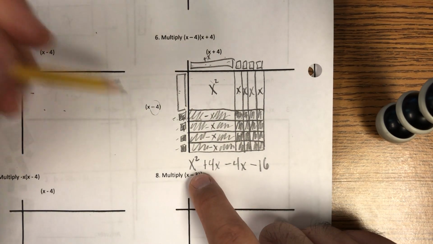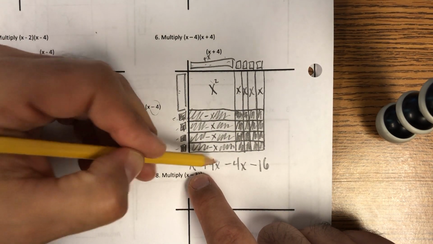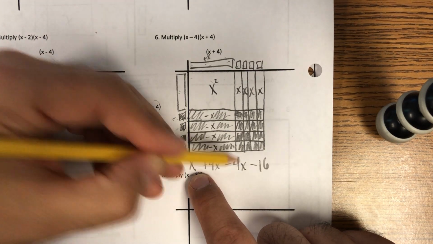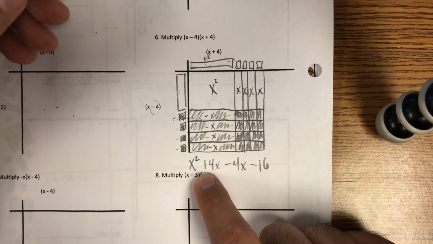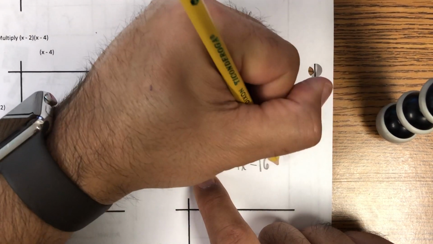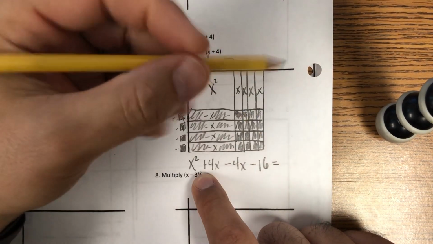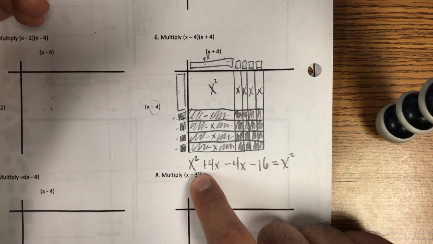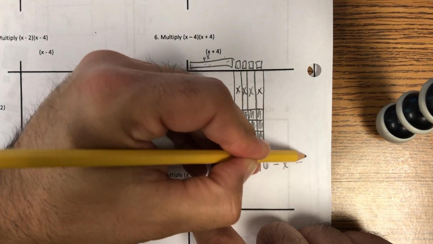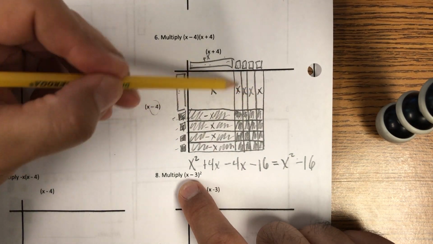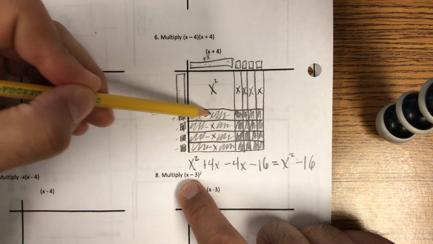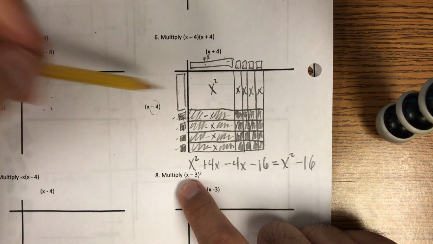Okay, well, we can combine some terms here. X squared, that's good. 4x minus 4x. What is 4x minus 4x? 4 minus 4 is 0. 4x minus 4x is 0. So our answer is x squared minus 16. Because the positive 4x minus 4x equals 0.